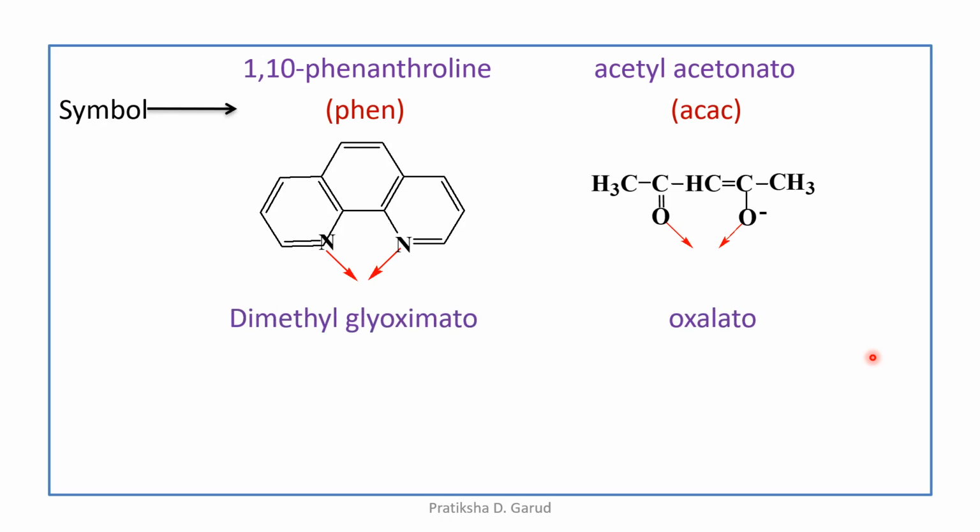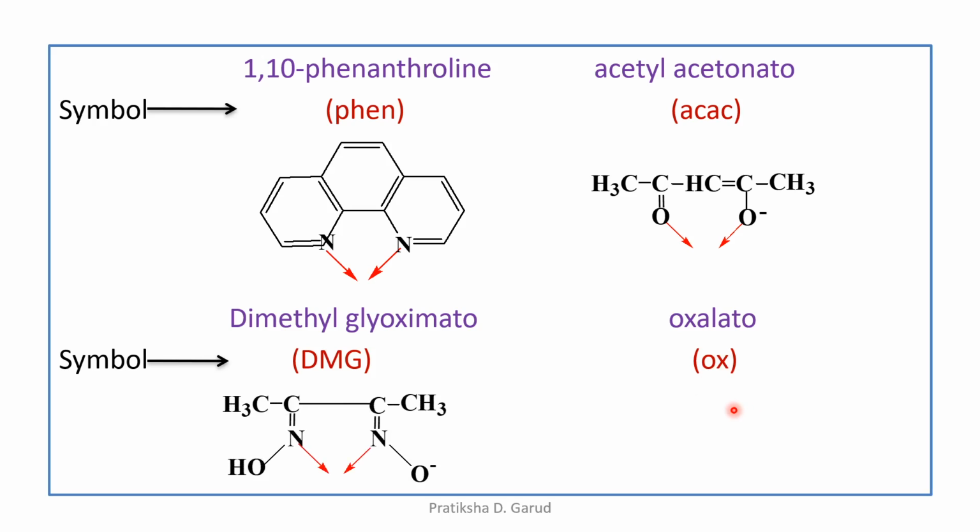One more example: dimethyl glyoximato and the oxalato. So their symbols are, for the dimethyl glyoximato we have the symbol DMG, and for the oxalato we have the symbol OX. For the DMG, it is a derivative of dimethyl glyoxime. So it again has two nitrogen atoms which have the lone pair. They are forming the dative bond or the coordinate bond. That's why it is an example of a bidentate ligand.